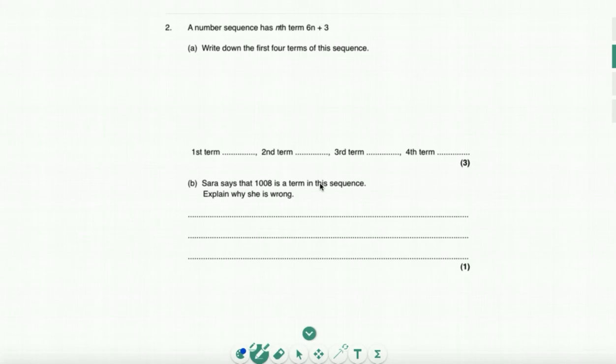All right, question 2. A number sequence has nth term 6n plus 3. Write down the first 4 terms in this sequence. All right then, let's draw our table out. n and t. n, remember, stands for the order of terms.